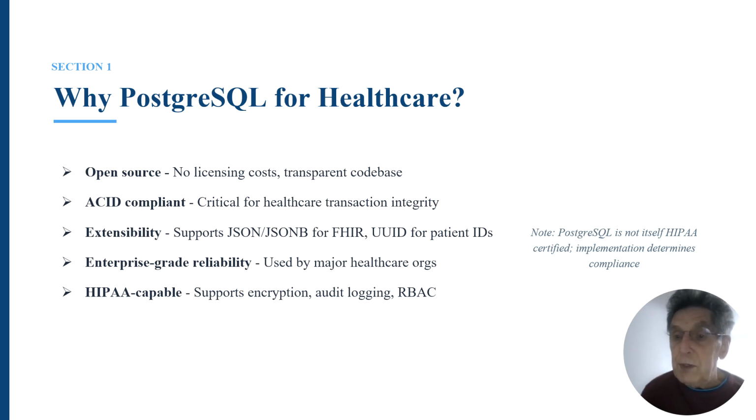Enterprise-grade reliability means major health systems like Kaiser and the VA use Postgres. It's also HIPAA compatible, which means it supports encryption at rest and while data is in transit. So you have comprehensive audit logging and granular role-based access control. These are important. And another clarification: Postgres itself is not HIPAA certified. No database is. But HIPAA compliance comes from how you implement and configure it. Postgres gives you all the tools. You provide the policies and procedures.